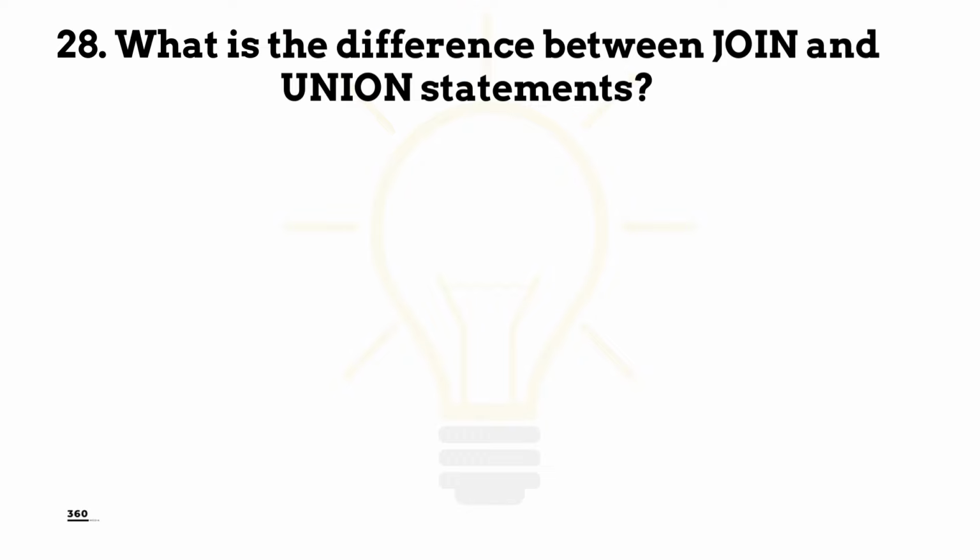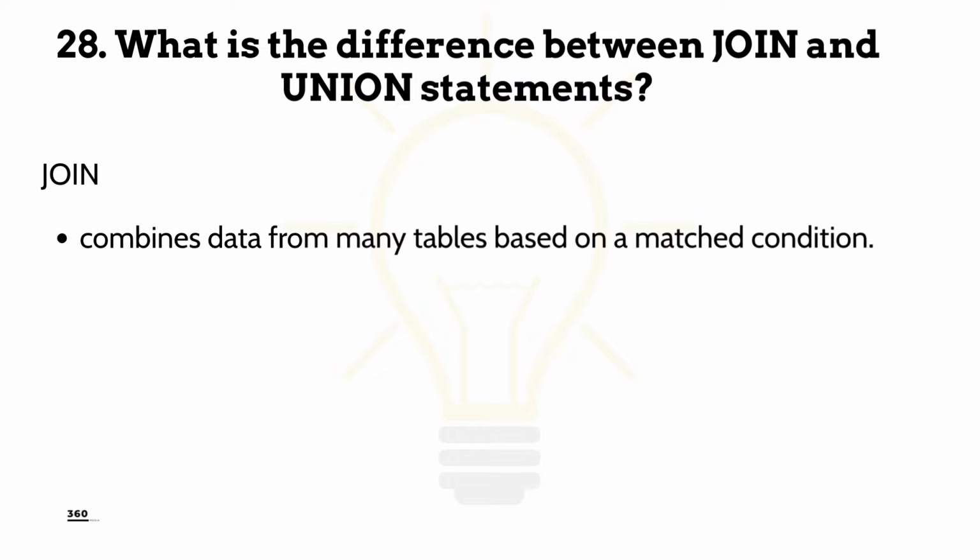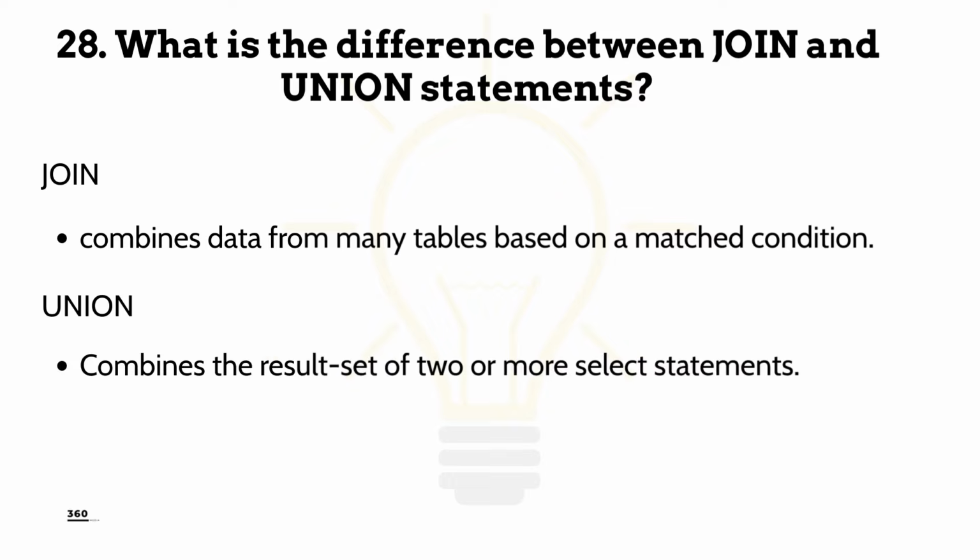Question 28. What is the difference between join and union statements? The join statement in SQL is used to combine data from many tables based on a matched condition between them. Data combined with join statements results in new additional columns in your results set. The union statement, on the other hand, is used to combine the results set of 2 or more select statements. Always remember that the data combined using union statement results into new distinct rows.